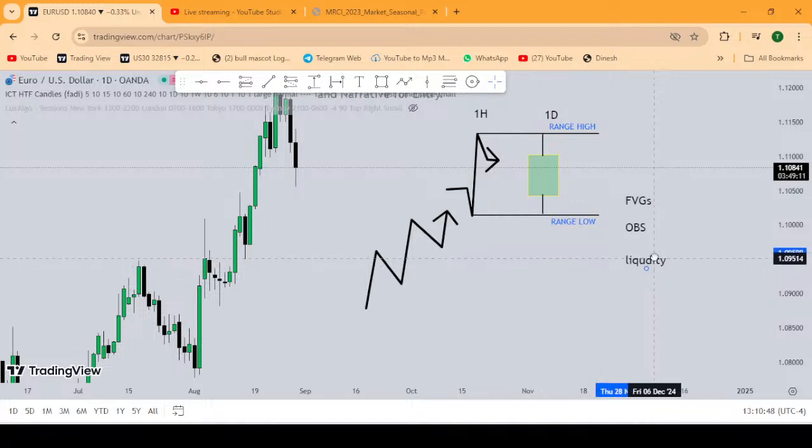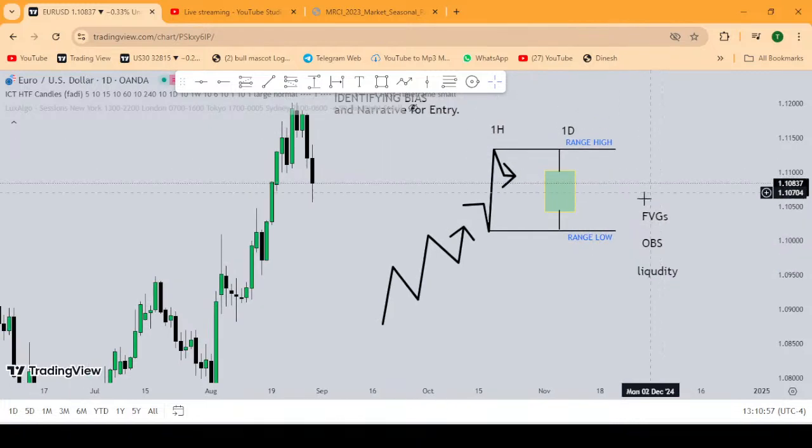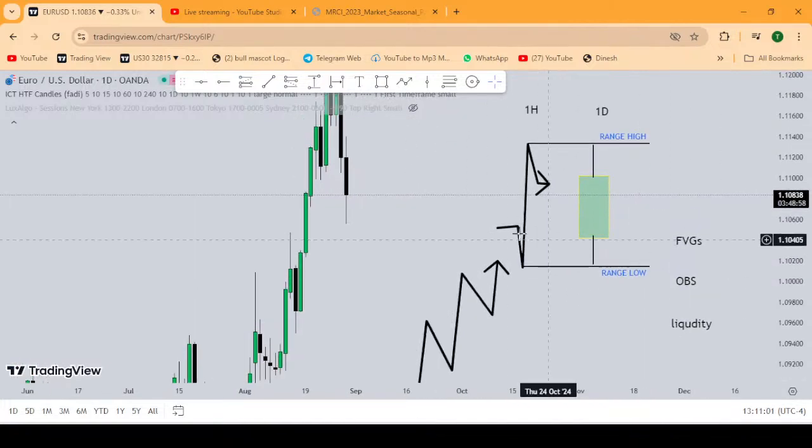Okay, so this is what we are going to be using simply. The PD arrays are here, and then we shall be looking at internal to external liquidity. Start with them. So as you can see, how you can trade a particular day. So let's go straight to the charts and see how that will be.